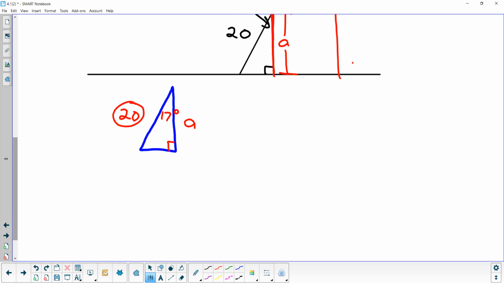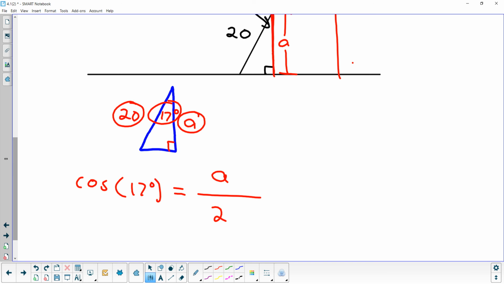All right. So here are the two pieces of information that were given, and here's what I want to know. Without me leading you through it step by step, can anybody tell me which trig function I would use? James? The cosine? Yeah, you're going to use cosine. Cosine of 17 degrees equals, and can you tell me what would go on the other side? A over 20. Adjacent over hypotenuse. Multiply each side by 20, and there's your answer.